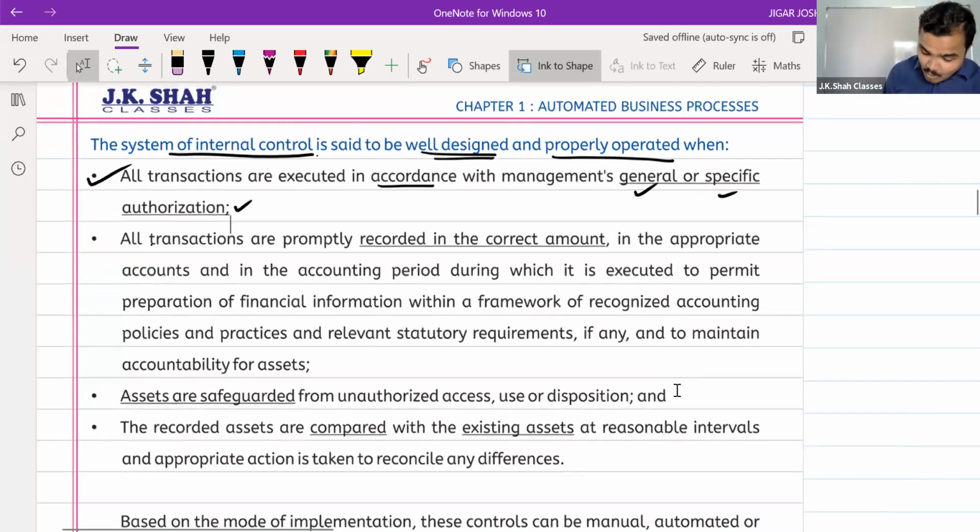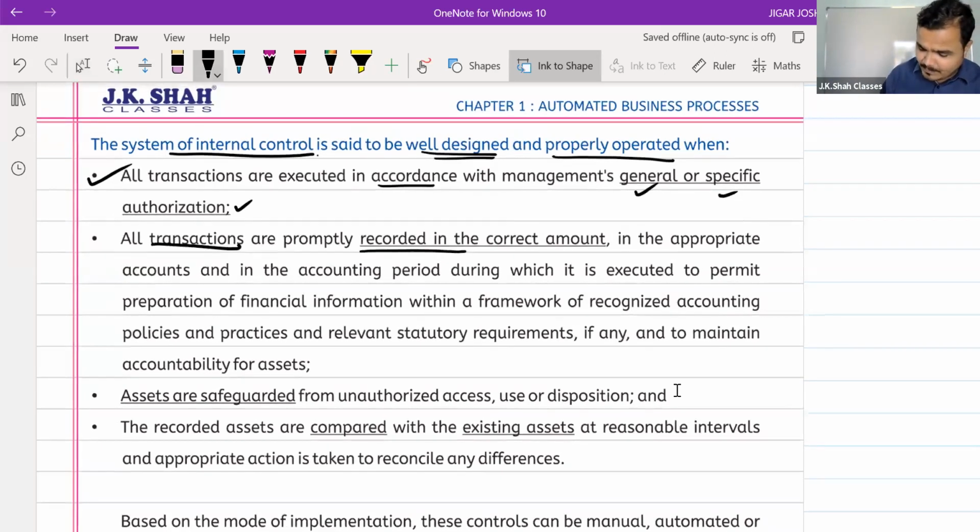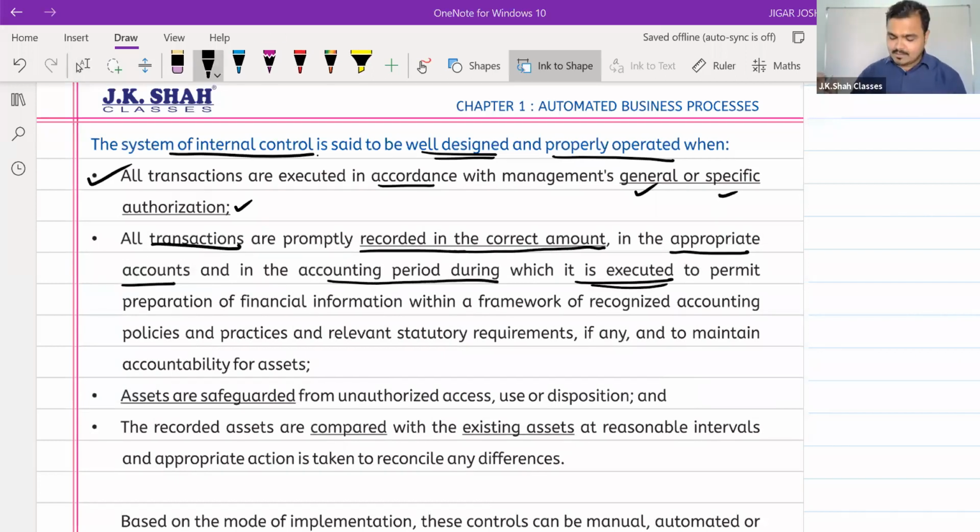See this. All transactions are promptly recorded in the correct amount, in the appropriate account, in the proper accounting period during which they were executed. Understood? Yes, sir. Number three, all assets are properly safeguarded. No unauthorized access would be there.